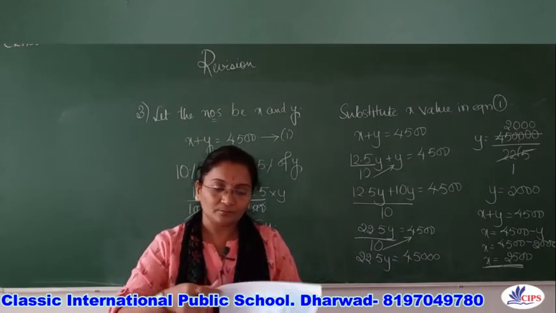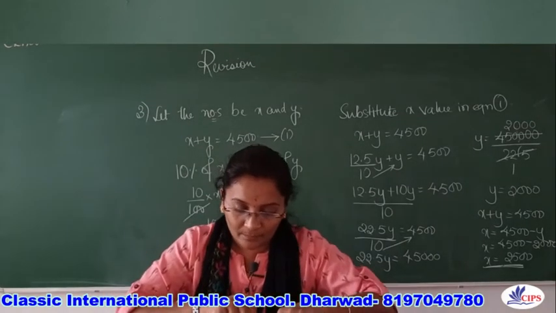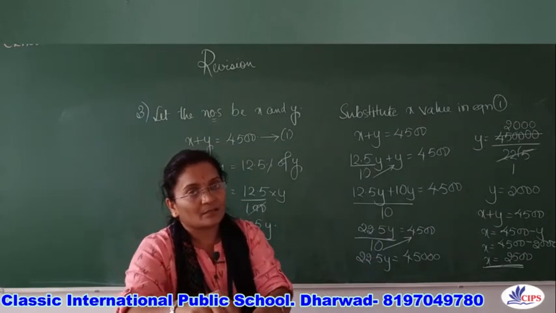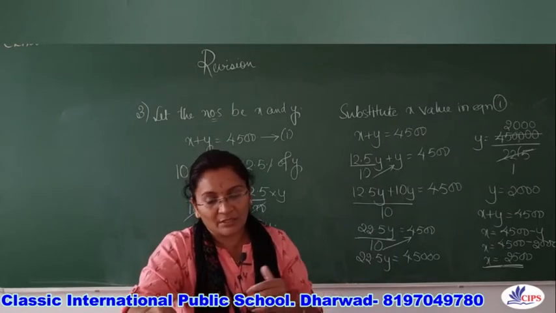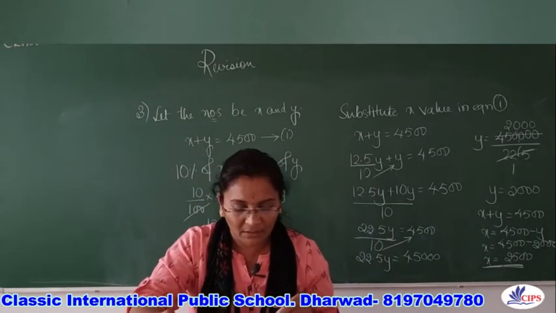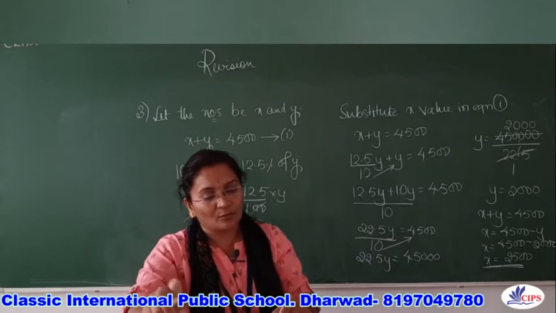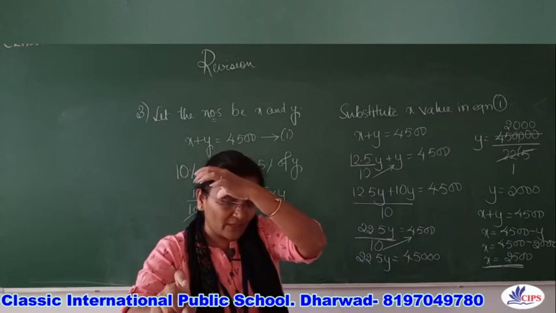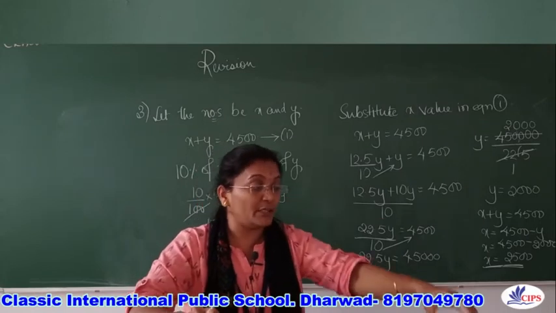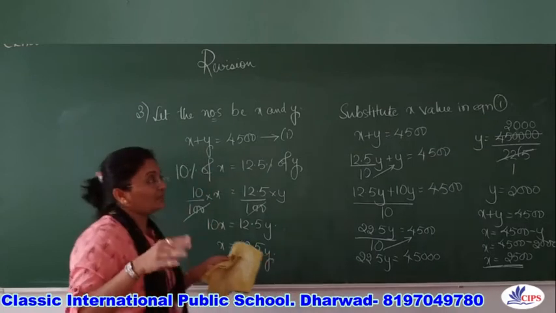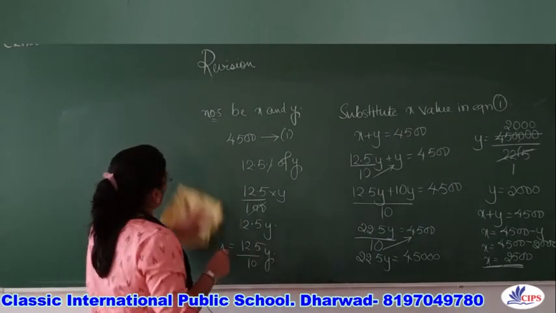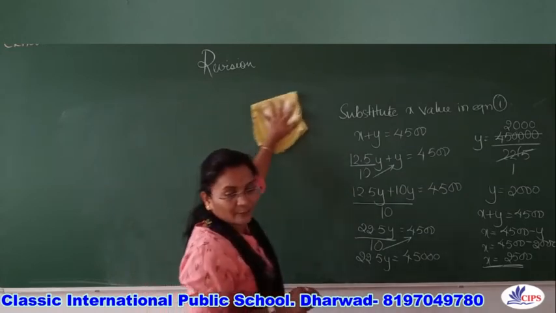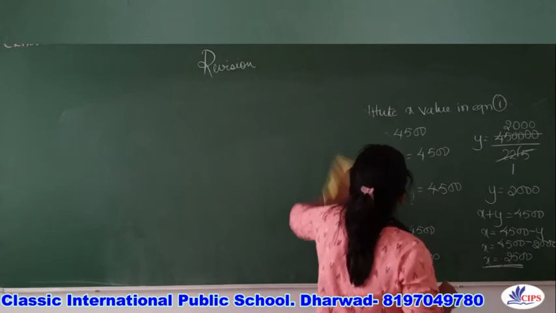Now I'll take one more sum. You know what's the meaning of consecutive numbers, isn't it? Consecutive means continuous numbers. So let us take one example. The sum of 3 consecutive odd numbers is 57. So what is the meaning of odd numbers? Alternate numbers like 1, 3, 5 which are not divisible by 2 are called odd numbers. So the sum of 3 consecutive odd numbers is 57. Find the numbers they have told you.